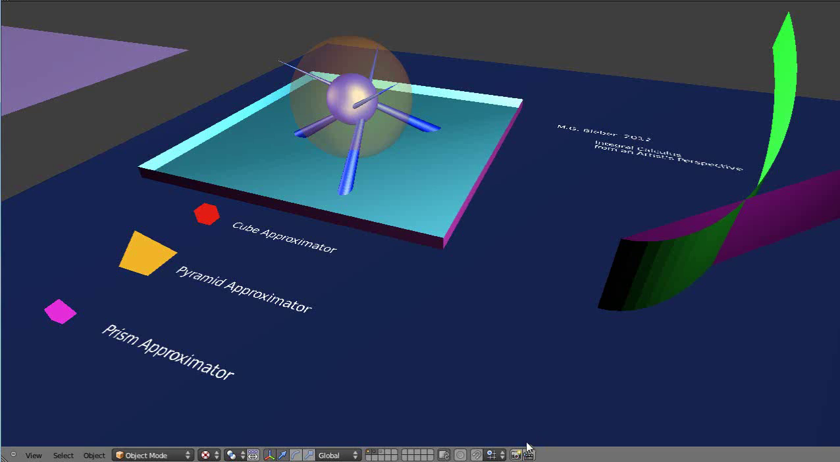Hi everyone, this is the second video in this series of integral calculus from an artist's perspective. In the first video I introduced you to this concept of using graphics as a means of approximating integrals, and we approximated the volume of two spheres, the space in between the inner sphere and the outer sphere, and we used a cube at that time.